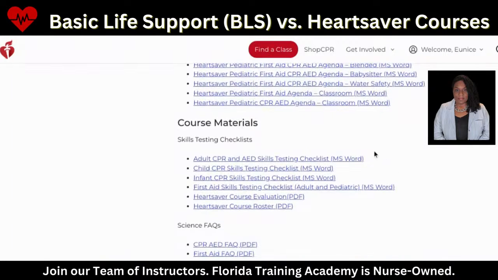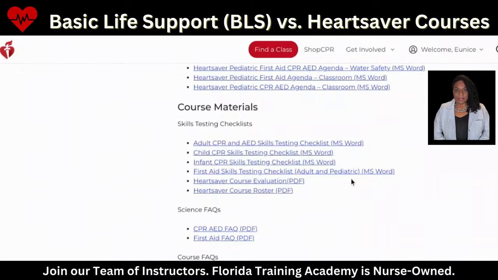Your course materials, you have your adult checklist, your child checklist, and your infant checklist. So if you're only teaching adult CPR, you would indicate that on the card that you issue. You would not have to complete the child and infant skills checklist. However, if you're teaching all 3 age groups, you would have to print off the proper checklist, and whenever you issue your card, you would have to check the appropriate modules showing that you taught all 3 of these different topics.